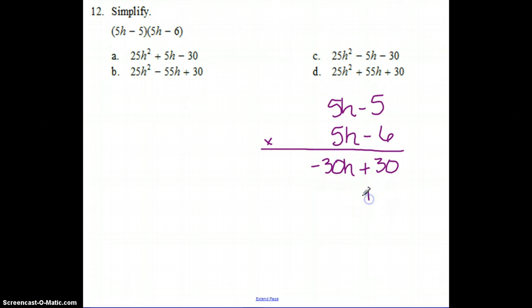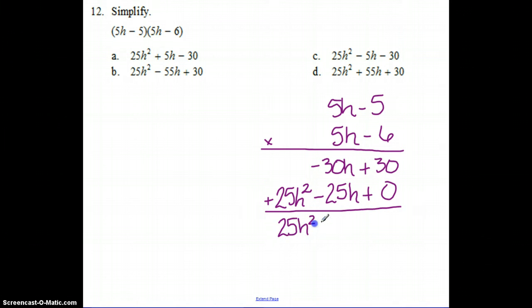Before I go to this 5h, add my 0. 5h times negative 5 is negative 25h. 5h times 5h would be 25h squared. Now if I total those, 25h squared minus 55h plus 30. So if I were to go up here and look at possible answers, B would be my answer.